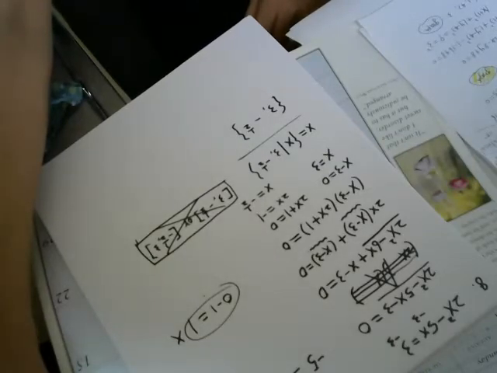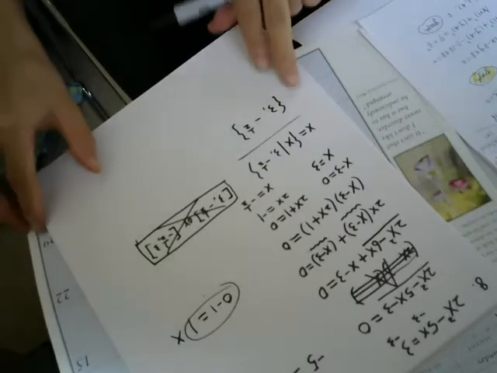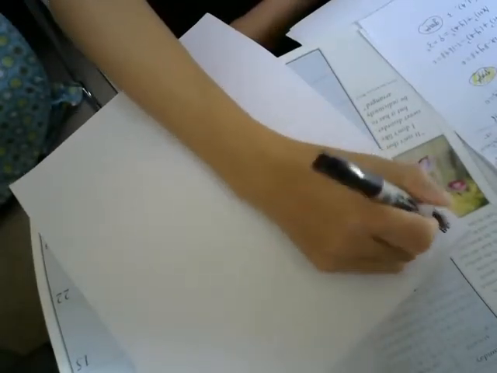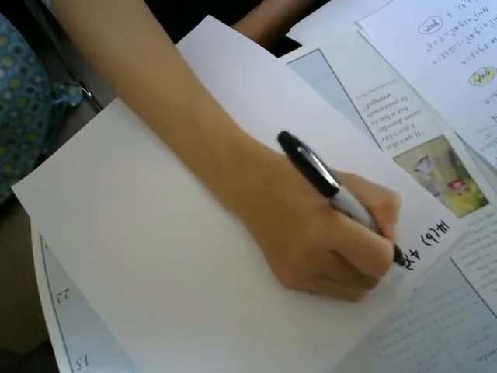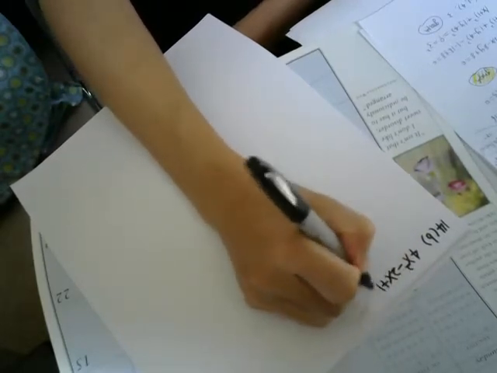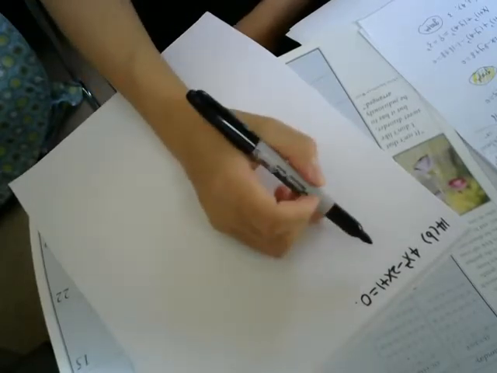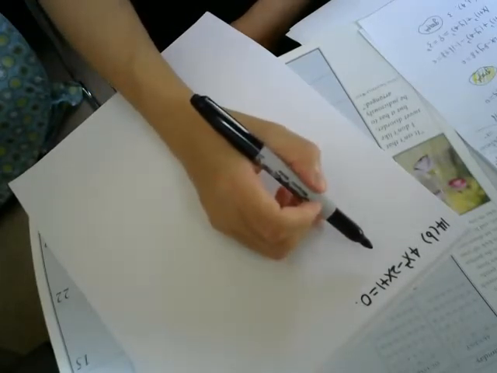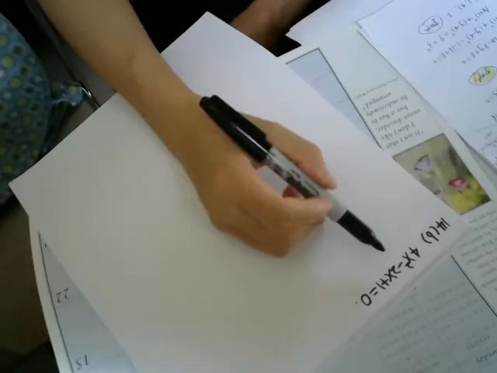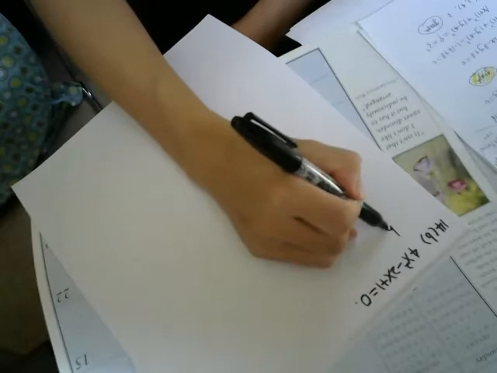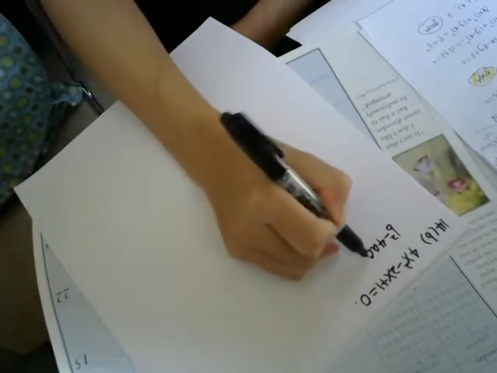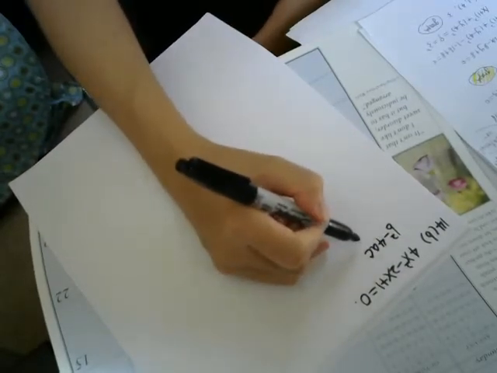So the next question I want to talk about is question number 14b. Okay. Question number 14b. The initial equation is 4x squared minus 2x plus 1 equals 0. You are asked to use the quadratic formula. So to use the quadratic formula, the first thing you need to do is figure out b squared minus 4ac, whether this is greater than or equal to 0.